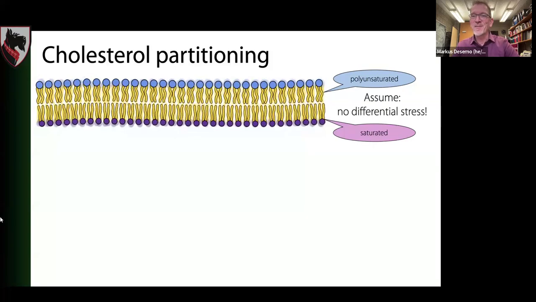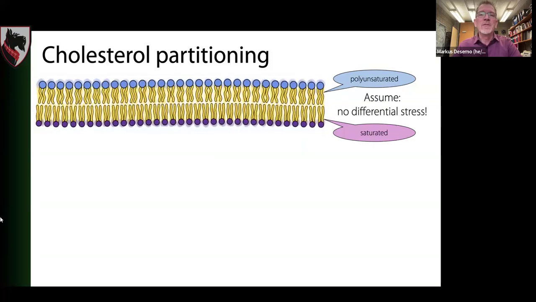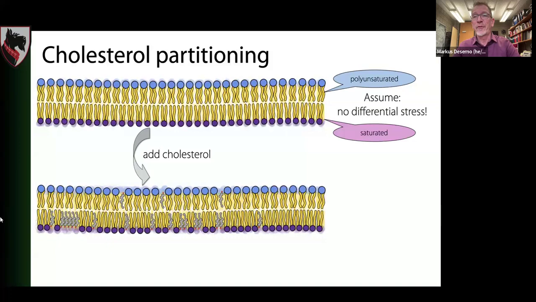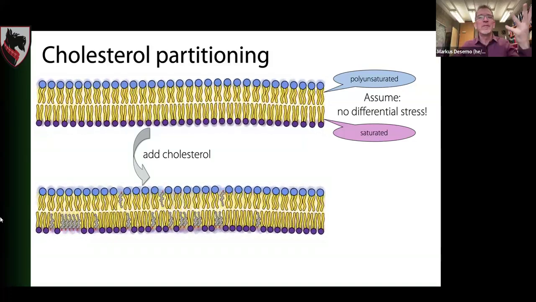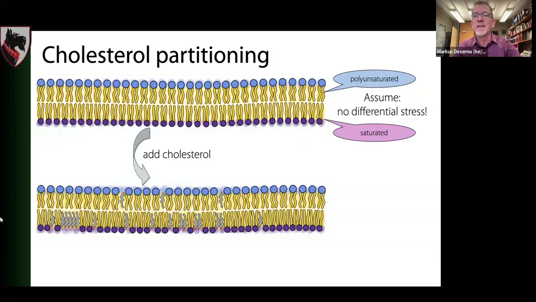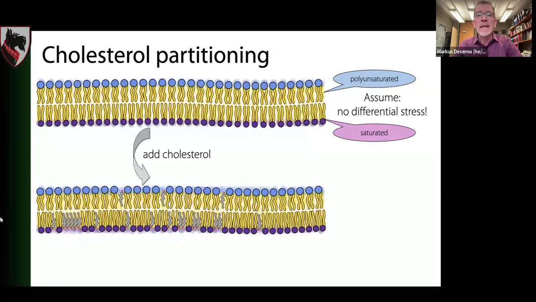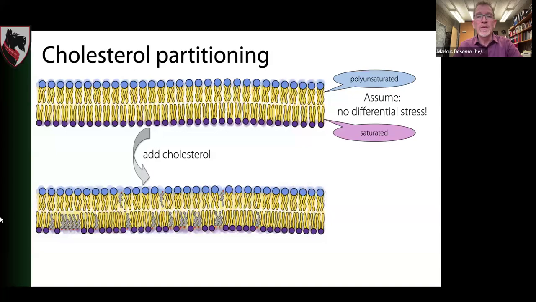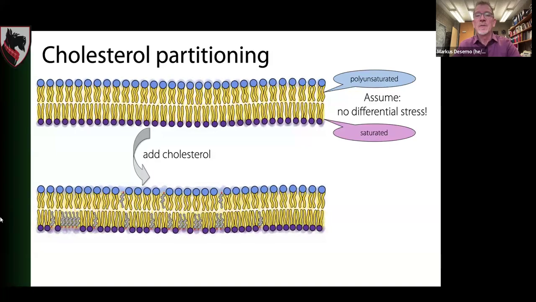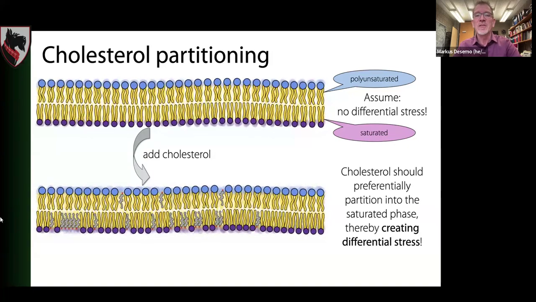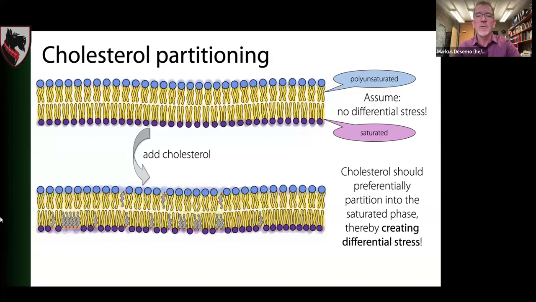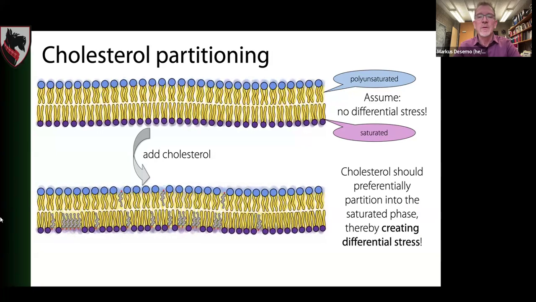And let's now add cholesterol. This is interesting because cholesterol is very well known to prefer saturated lipids when it has to decide where to go. It very rapidly flips between the 2 sides and it picks the side that it wants to go to. Now, if cholesterol prefers to go on one side and not the other, it will squeeze the lipids on one side more than on the other side. And so, because of this asymmetric distribution of cholesterol, you now create a stress difference between the 2 sides.